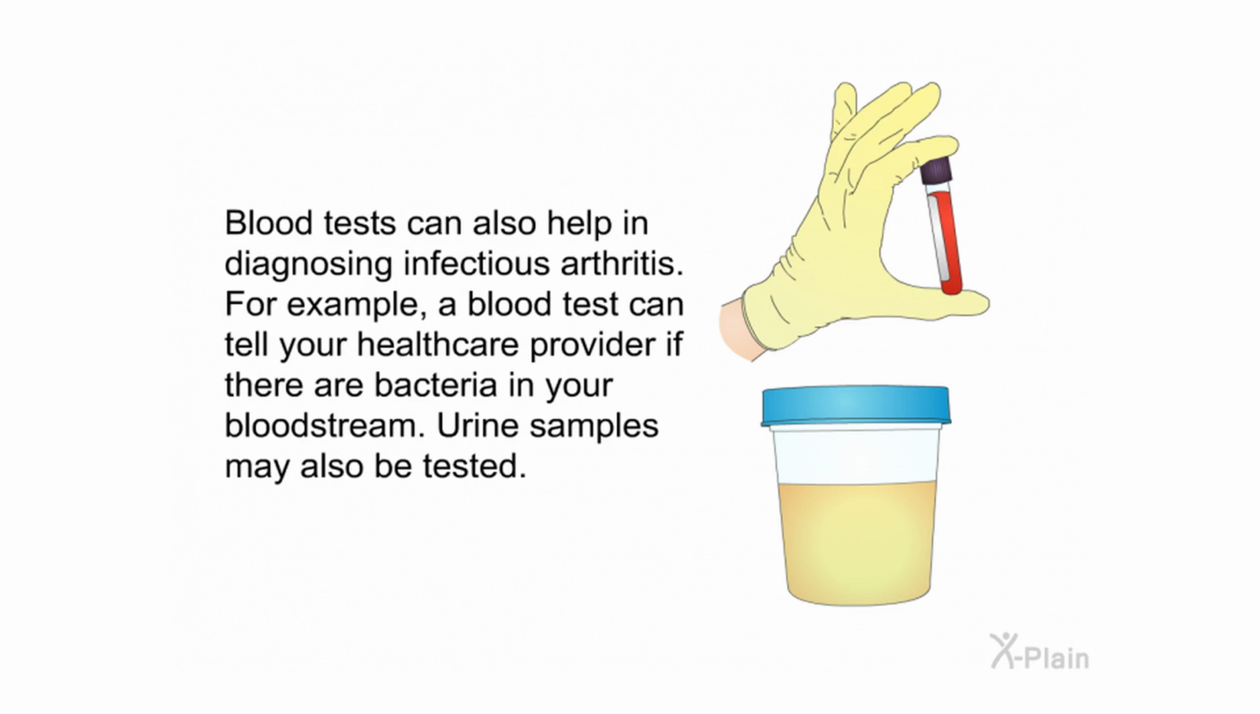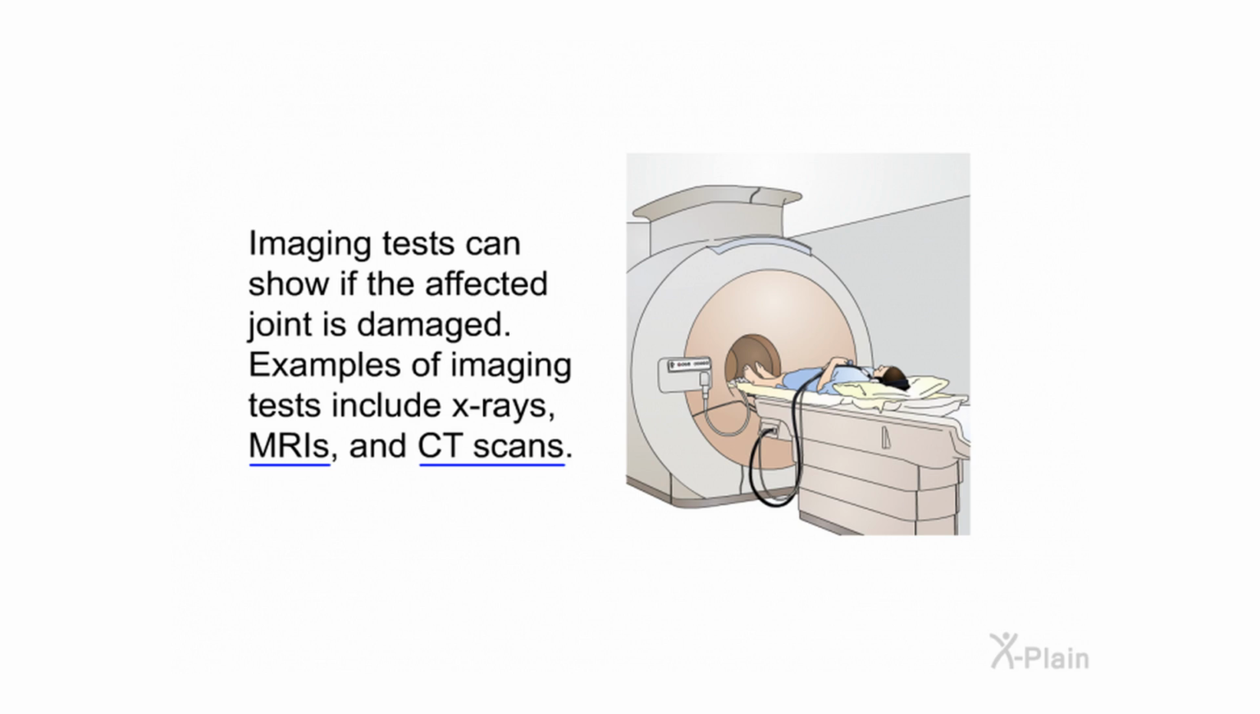Blood tests can also help in diagnosing infectious arthritis. For example, a blood test can tell your healthcare provider if there are bacteria in your bloodstream. Urine samples may also be tested. Imaging tests can show if the affected joint is damaged. Examples of imaging tests include X-rays, MRIs, and CT scans.